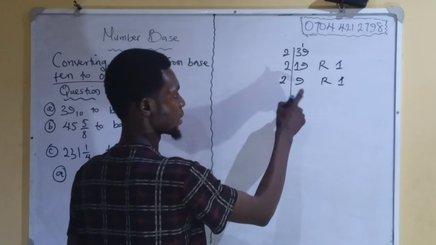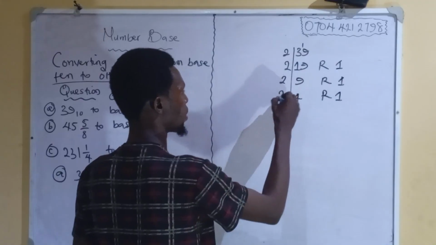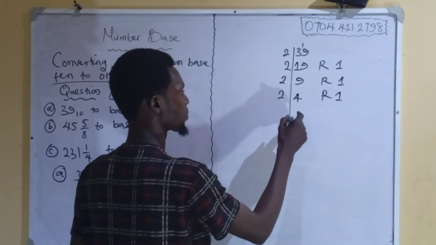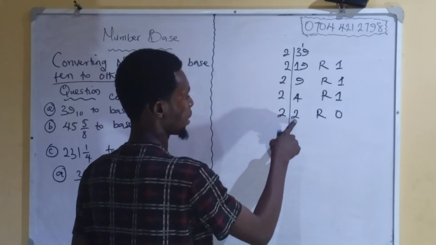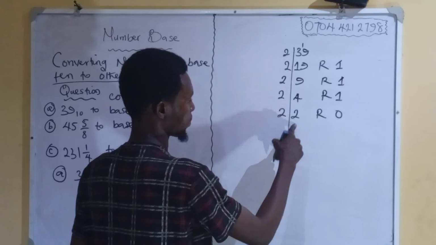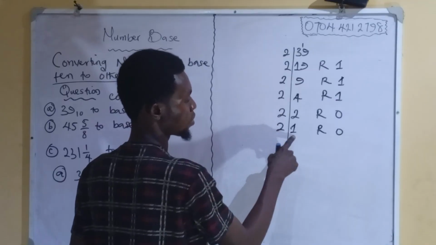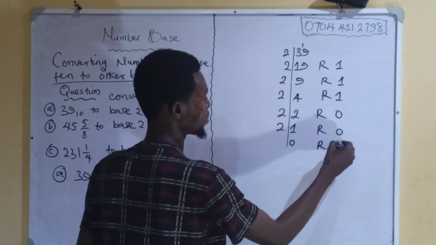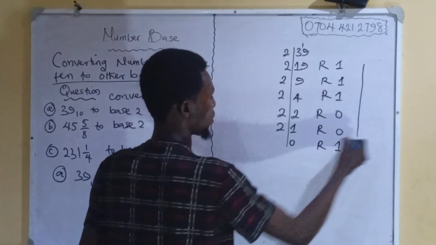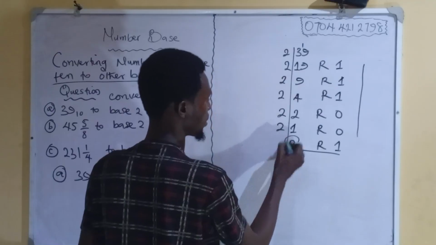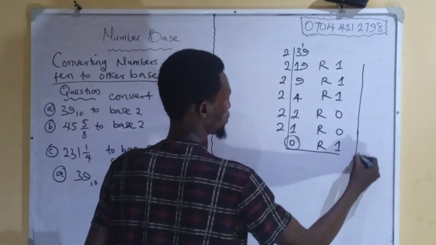2 divides 9, and that will be 4, remainder 1. 2 divides 4, and that will be 2, remainder 0. 2 divides 2, and that would be 1, remainder 0. And then 2 divides 1, that is 0, remainder 1. So once you have 0 here, you have gotten the final answer. You've reached the final point.